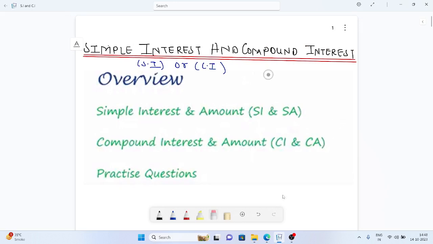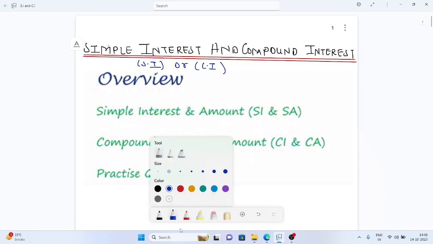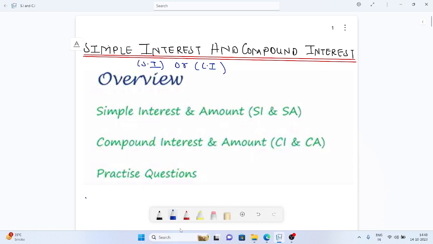So today we are going to start a new chapter, which is nothing but simple interest and compound interest. It is fairly a small topic, so we can cover it in a short time. First, we will cover simple interest and amount, where we see the formula of simple interest and simple amount. Second is compound interest and amount, and then we do some practice questions on these two topics, which will further clarify your doubts and concepts.